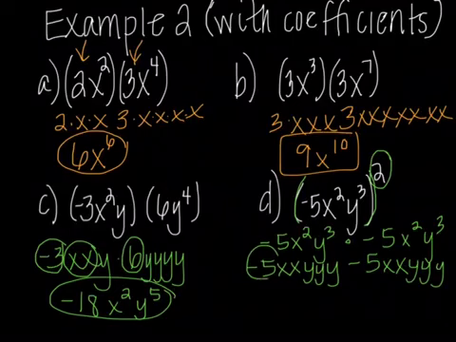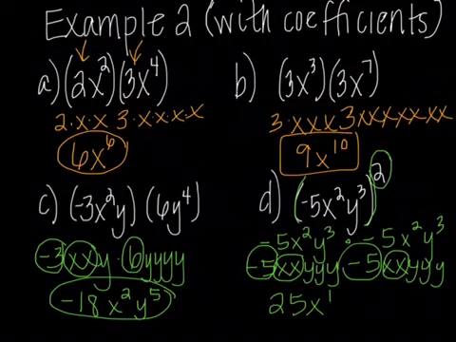My coefficients, negative 5 and negative 5, will multiply each other to get positive 25. If I look at my x's, I have 2 here and 2 over here, so that's 4 total. Gives me a base of x and a power of 4. For my y's, I see I have 3 from the first and 3 from the second, so I end up with y to the power of 6, and this would be my final answer.